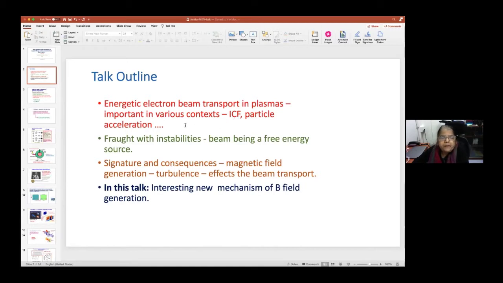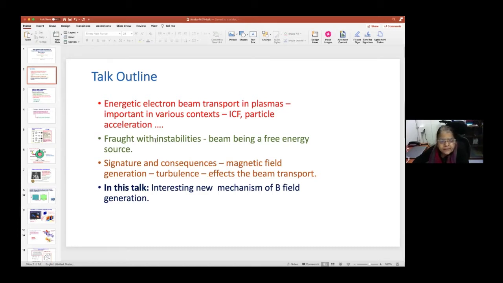Typically, when the electron beam propagates inside a plasma, since the plasma already has a combination of electrons and ions, the background electrons get moving and they provide a return shielding current. And this combination of forward and return currents is fraught with certain instabilities, which lead to the generation of magnetic field, which can often turn turbulent, and then it affects the beam transport.